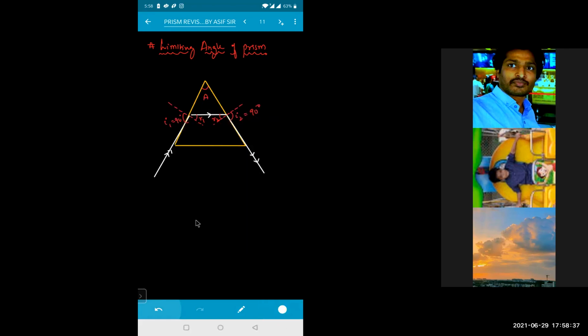Here isn't it grazing? Both of them are grazing. So in this one, I can say that I1 and I2, both of them are 90 degrees. And R1 and R2, both of them will be equal to critical angles. So as we know, the angle of the prism is equal to R1 plus R2. That means this will become 2C. So the angle of the prism A will be equal to 2C. R1 is C, R2 is also C. C plus C is 2C. So A is 2C.